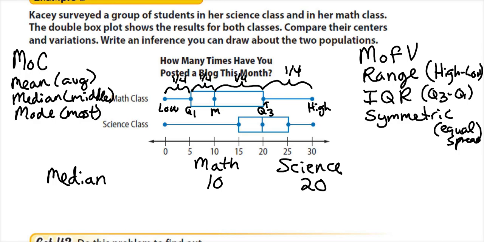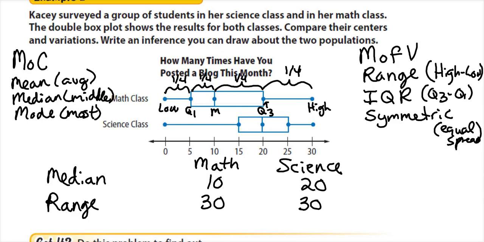Okay, so let's take a look at this. Which one do you think would be an easy one to talk about? I think the range would be a good one for this one, just because we have the high number and the low number, and it's very easy to see what those are. Okay, so let's use that. We're going to talk about range. All right, so what was the range on this one? Well, we have 30 and we have 0. So 30 minus 0 would be 30. And then for science class, it's 30 minus 0, so it's 30 again.